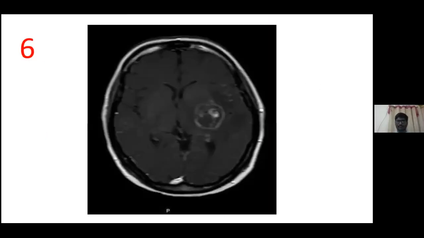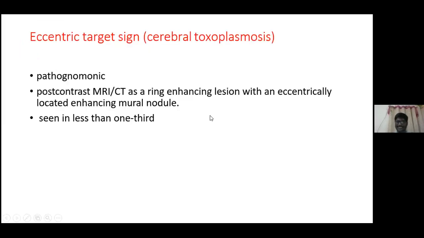Okay. Next, what is this? Whenever you see an image, you have to see whether it's a T1, T2, FLAIR or contrast. The CSF is dark, so it's not T2, and you are able to appreciate the contrast here. So this is the T1 contrast. You are able to see the ring enhancing lesion, and there is some nodule. So this is characteristic of cerebral toxoplasmosis, the eccentric target sign. The moment you see the eccentric target sign, cerebral toxoplasmosis.